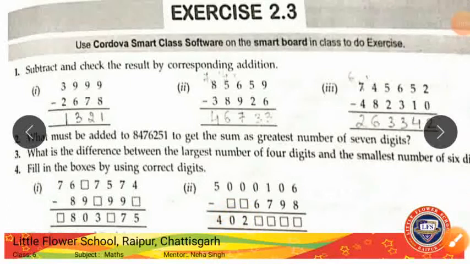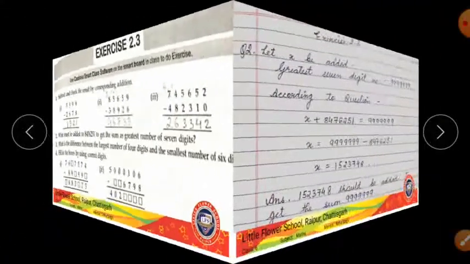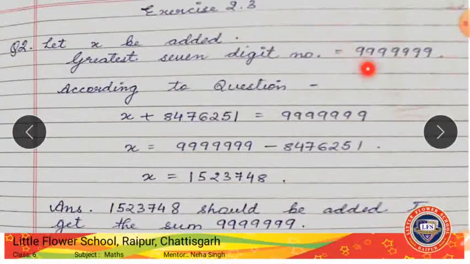Coming on to the next question, number 2. What must be added to 8476251 to get the sum as the greatest number of 7 digits? The question is asking what number we should add to this given number to get the greatest number of 7 digits. First of all, what is the greatest number of 7 digits? The greatest number is 7 times 9. Since we are asked 7 digits, we'll write 7 times 9. If it had asked us 6 digits, we would have written 6 times 9. So the greatest 7-digit number is 9 written 7 times.